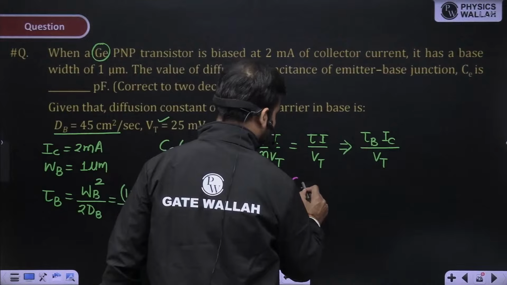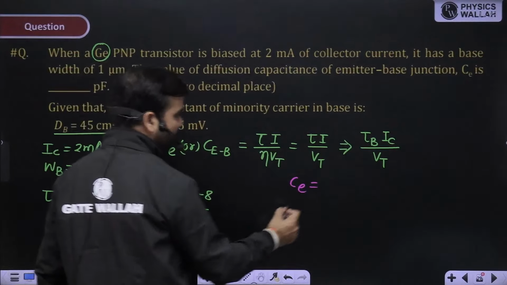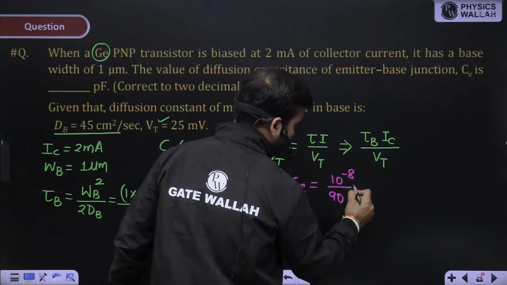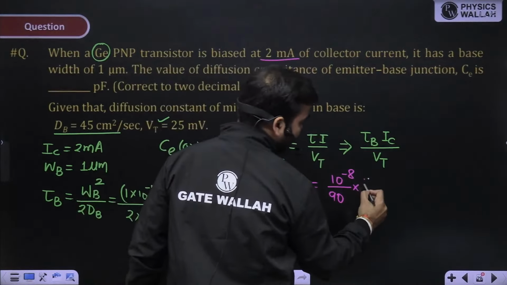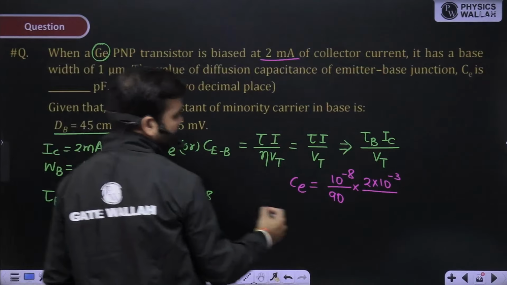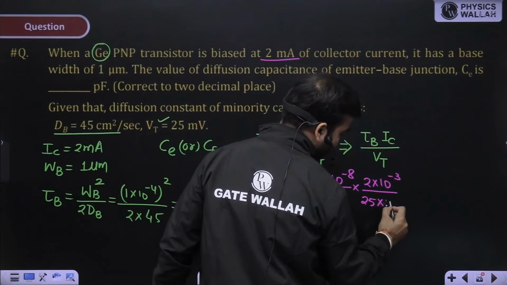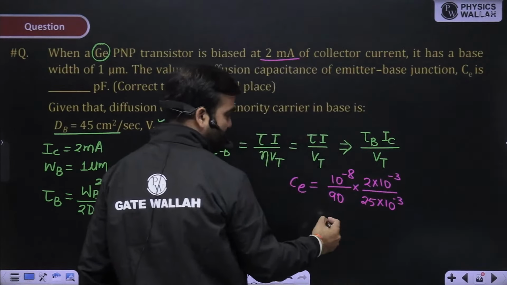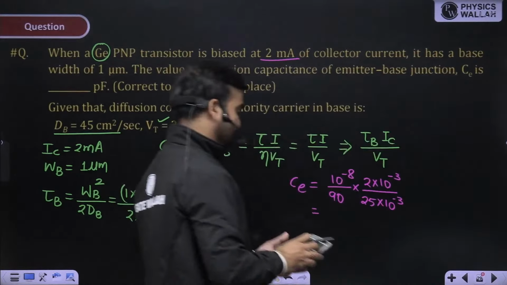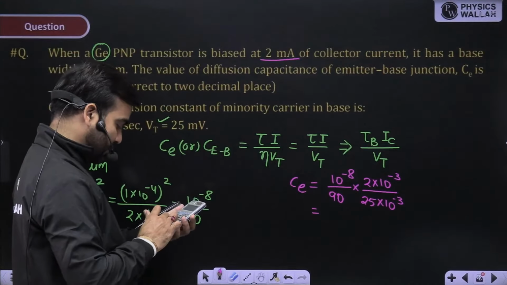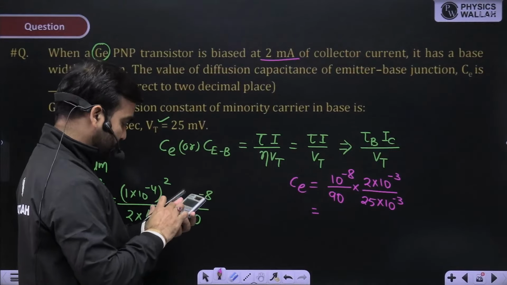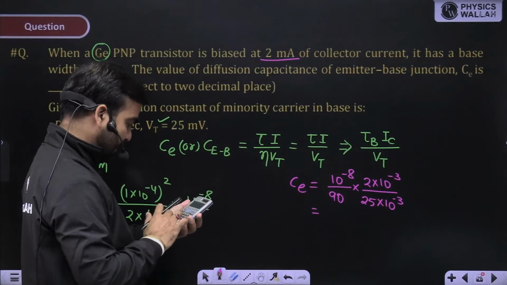So CE is equal to tau B, which is 10 to power minus 8 upon 90, times IC. IC is how much? Collector current 2 milliampere, 2 into 10 power minus 3, divided by thermal voltage, which is 25 millivolt, that is 25 into 10 power minus 3. 10 power minus 3 and 10 power minus 3 cancel. So this is 2 upon 90 into 25 into 10 power minus 8.